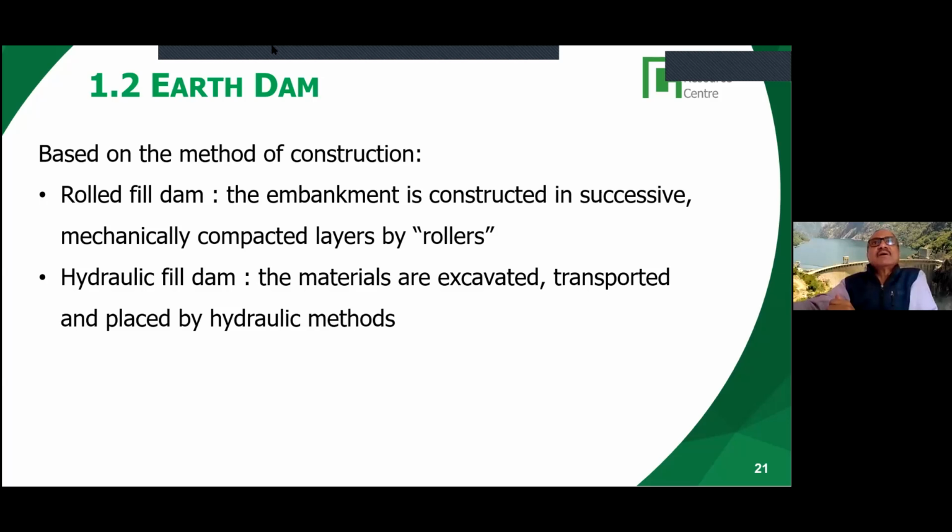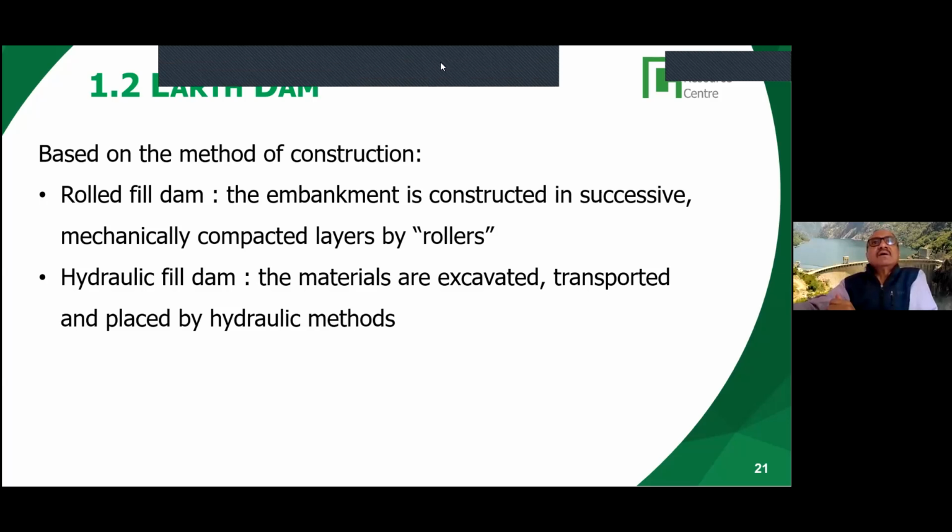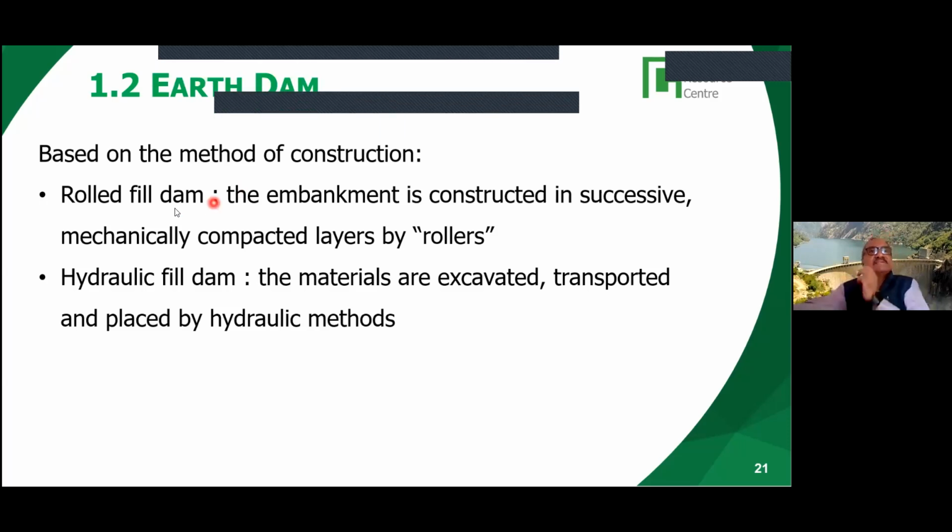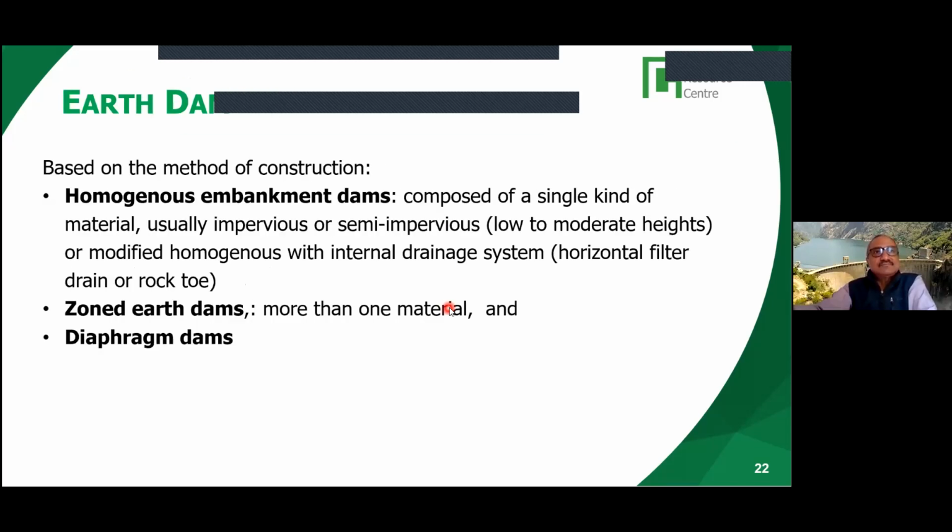So basically, we have, let me just spotlight this. Okay, basically, in the rolled fill dams, rollers are used to mechanically compact the layers from one layer to another. Hydraulic fill dams are placed by hydraulic methods. So they are using hydraulic machines. They are excavated, transported, and placed hydraulically. In general, these are just the two definitions of construction.